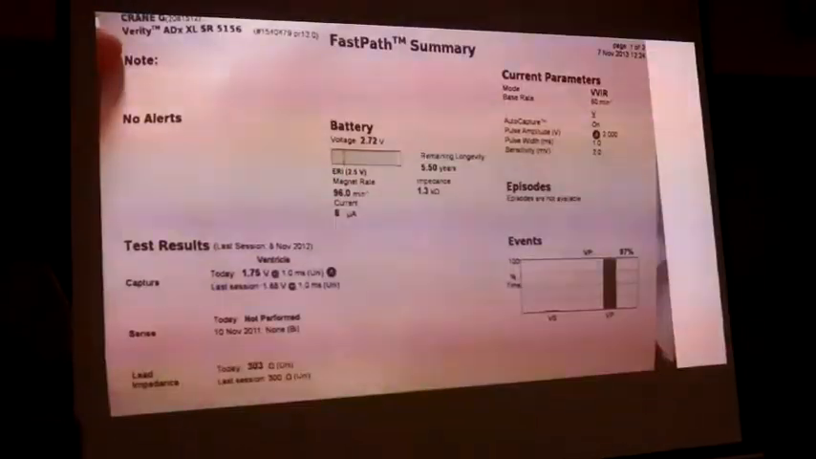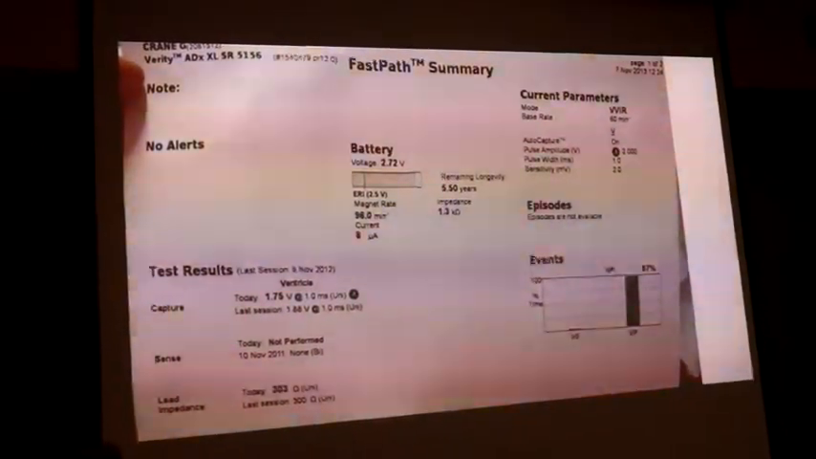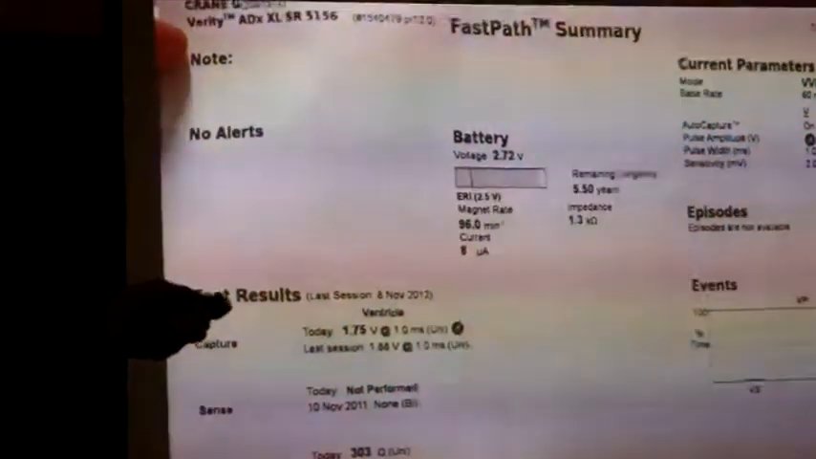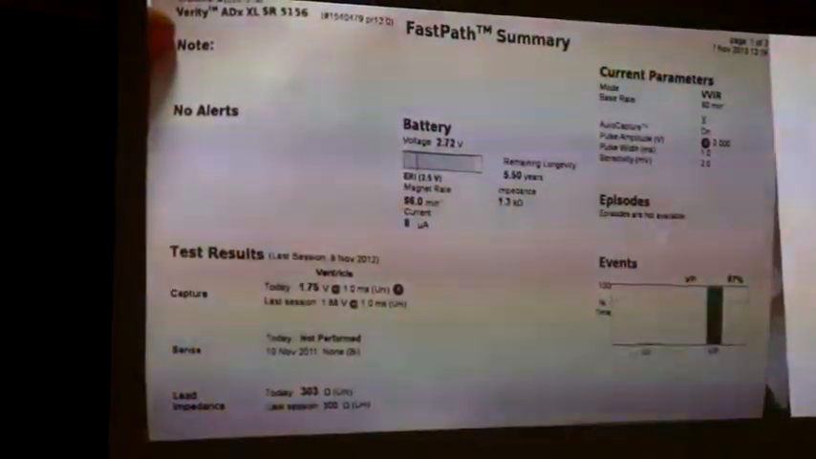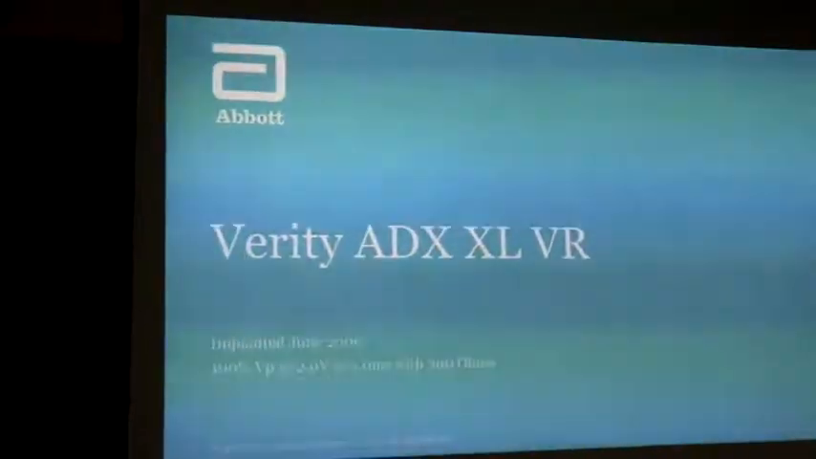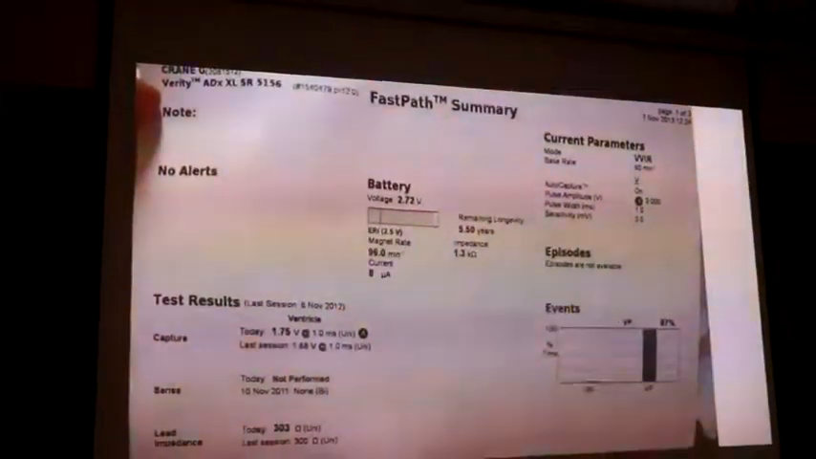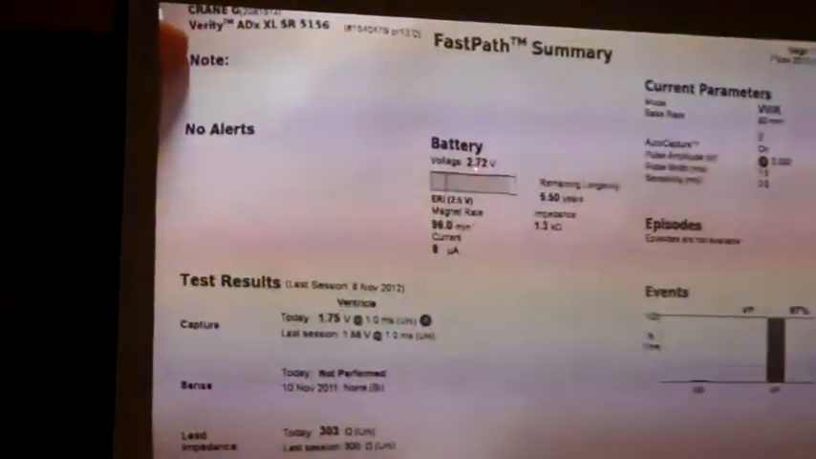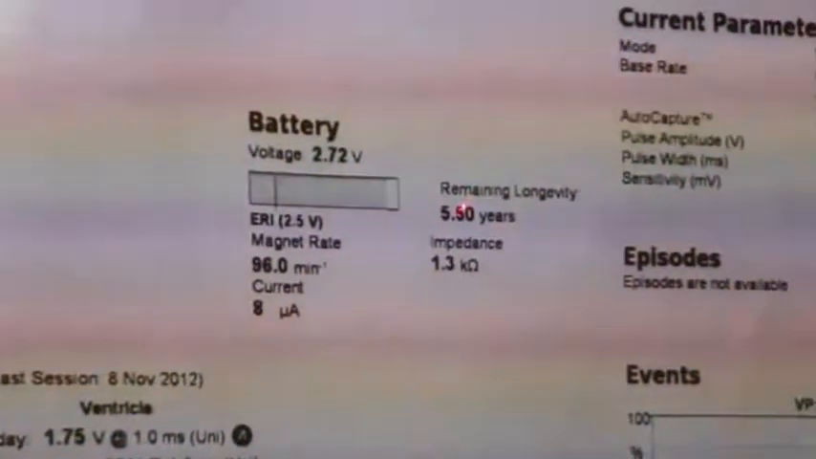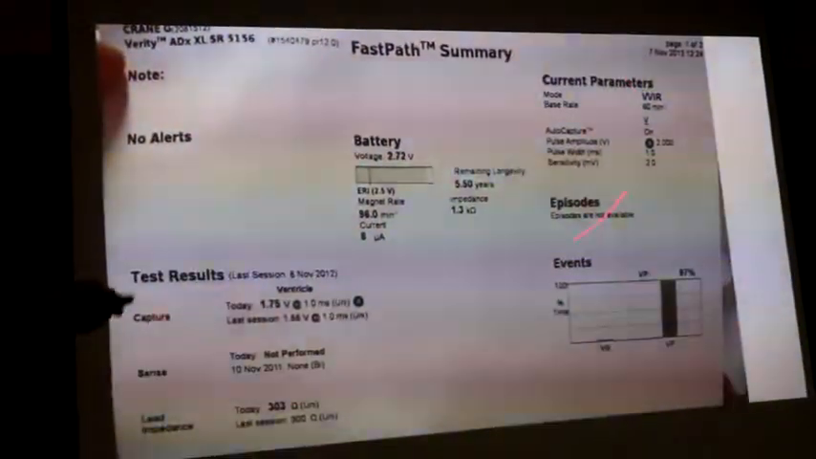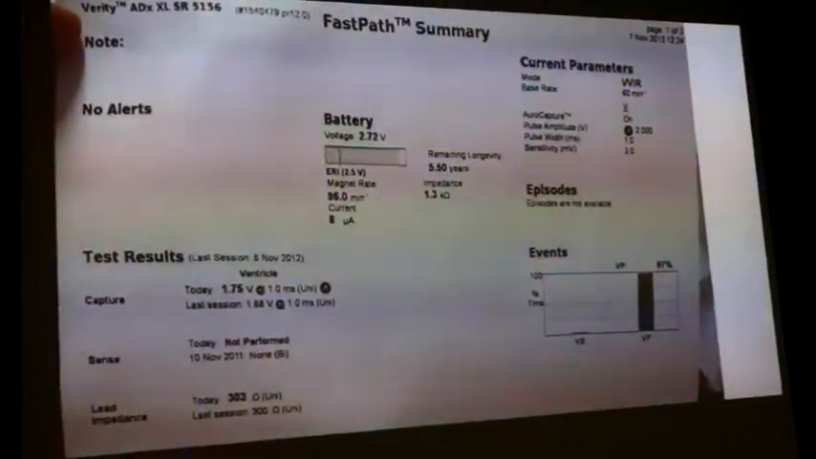So, I got involved with this patient last year. So here is a printout of the battery on someone's follow-up. From 2013, 7th November 2013, okay? Remember, when was this put in? This was put in 2006. So it's 7 years old, okay? Seven and a bit years old. Battery voltage is 2.72, remaining longevity is 5.5, magnet rate is 96, and impedance is 1.3 kilo-ohms. Just the battery information we're interested in, okay?